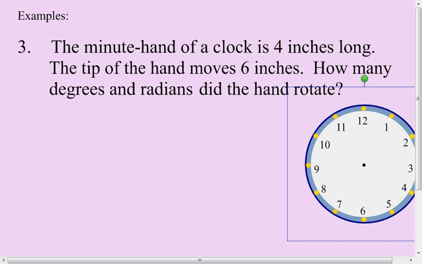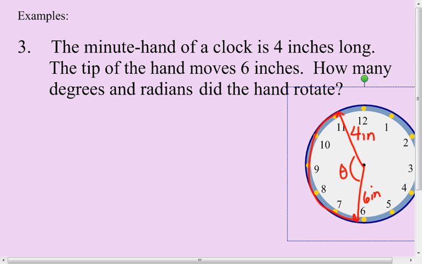And then the last arc length question. The minute hand of the clock is 4 inches. The tip of the hand moves 6 inches. How many degrees in radians did the hand rotate? All right, so the minute hand is 4 inches long. It moves 6 inches. So let's say it moves about right there. And I want to know how many degrees and radians it turned. So this angle right in here is what I have to figure out.